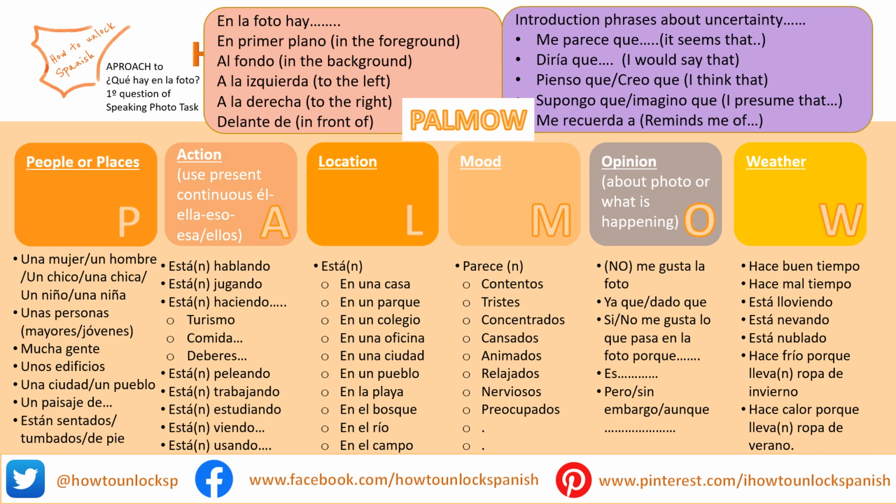Una ciudad, un pueblo, un paisaje, and it's also important to know how to describe if they are seated: están sentados, tumbados, o de pie. So están tumbados would be is lying down, someone is lying down. Está de pie, so some people may be sitting down and some people may be standing up. Okay, and that's very important.